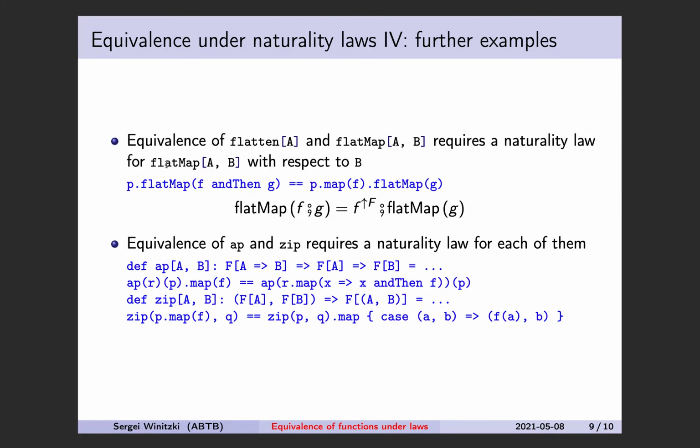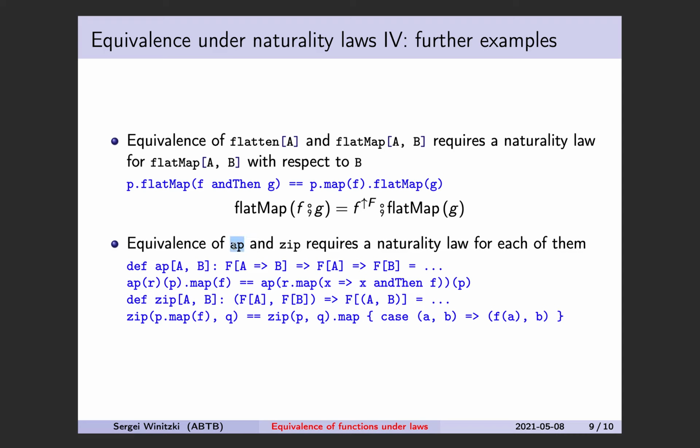Let me give you a few more examples of how this works. So the equivalence of flatten and flatMap actually requires a specific naturality law for flatMap with respect to the type parameter b. And this law transforms the type parameter b. So it has this form. You add a function f, which is arbitrary, and it should be the same as you first transform with f and then flatMap. In the short code notation, the law is written like this.